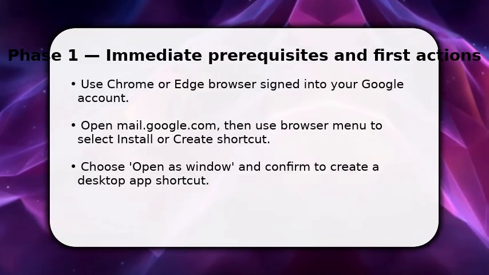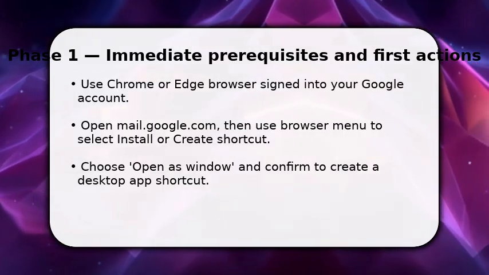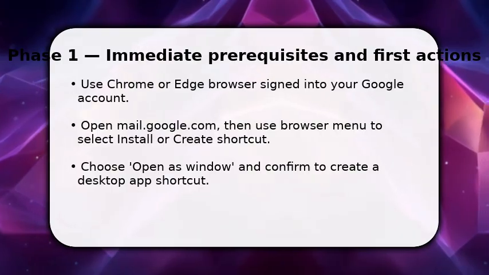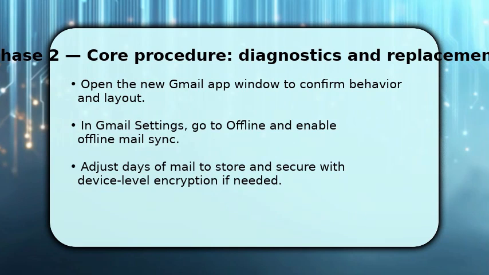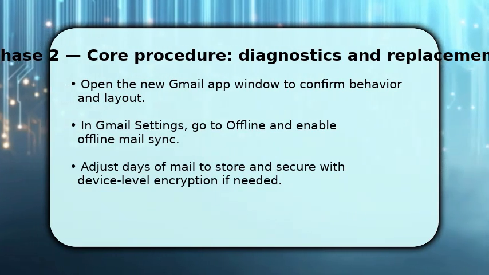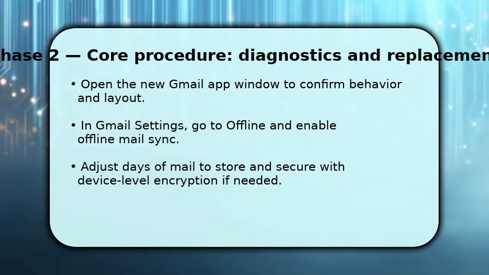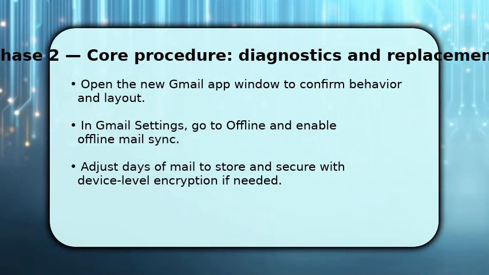Once created, a shortcut appears on the desktop. You can launch Gmail without a tab, which speeds access and reduces browser clutter. Once the app is running, open Gmail settings and navigate to the offline section. Enable offline mail to store messages locally.